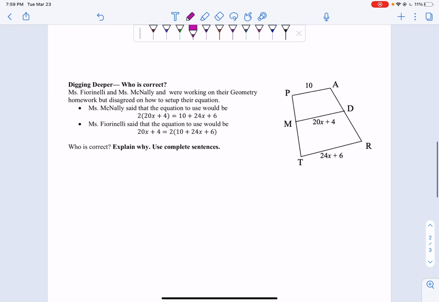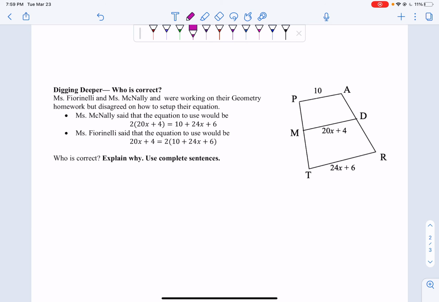Okay, digging deeper. Who is correct? This you're answering on edPuzzle. Miss Fiornelli and Miss McNally were working on their geometry homework but disagreed on how to set up their equation. Miss McNally said that the equation to use would be 2 times (20x plus 4) equals 10 plus 24x plus 6. Miss Fiornelli said that the equation to use would be 20x plus 4 equals 2 times (10 plus 24x plus 6). Who is correct? Explain why, and please use complete sentences. Answer that on edPuzzle, and if you have any questions, please email myself or Miss Colorundo.